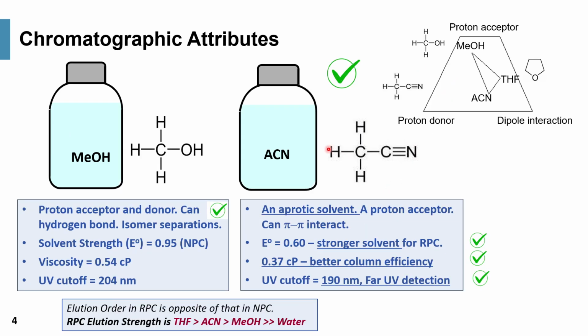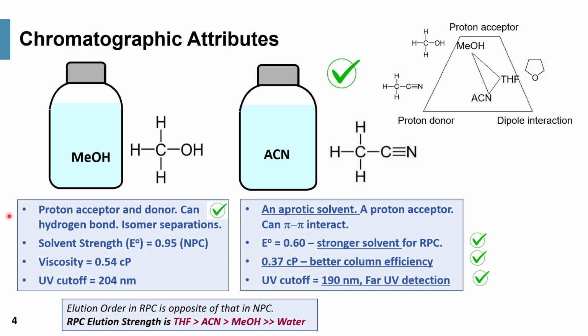Next is the chromatographic attribute point of view. And here is the quite famous selectivity triangle, where we have the three primary mobile phase B or organic phases used in reverse phase liquid chromatography, starting with methanol, acetonitrile, and also THF, tetrahydrofuran, and showing their relative position in terms of the chemical property in terms of proton acceptor, proton donor, and dipole interaction.